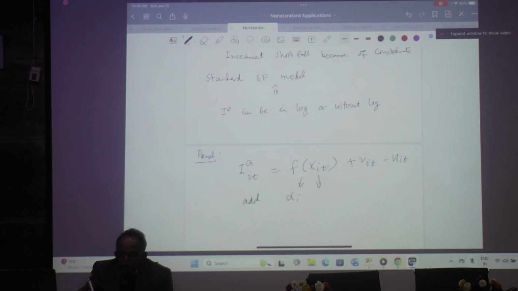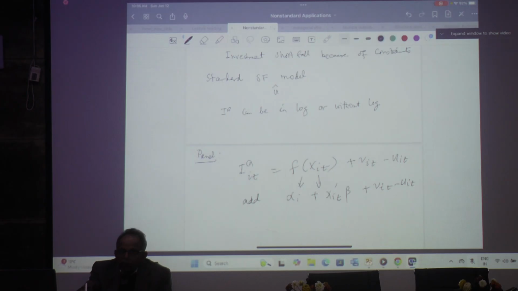So if I write that this is a linear function, let's say f is x_it, let me put transpose beta to indicate that there is more than one x variable. I guess you are familiar with matrix and vector. And then you have v_it minus u_it.